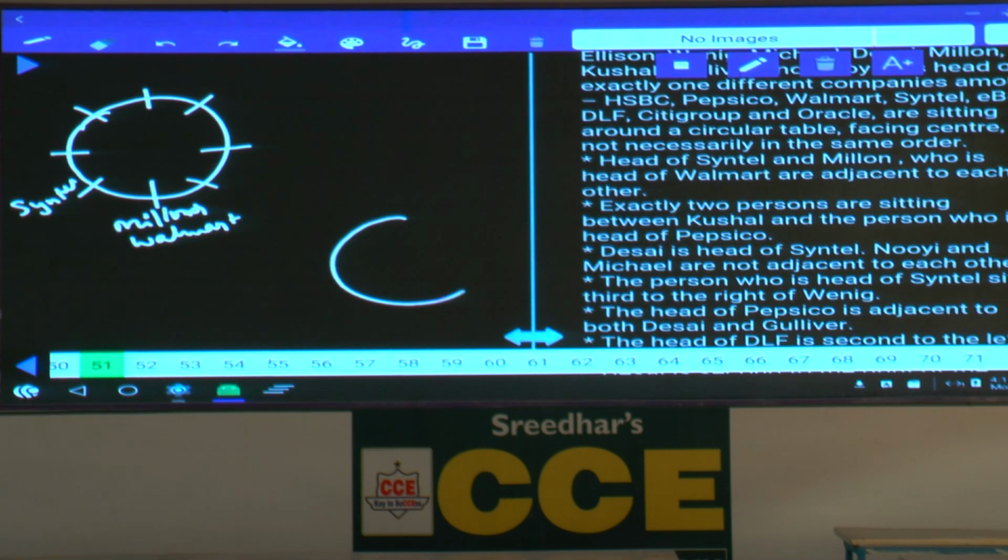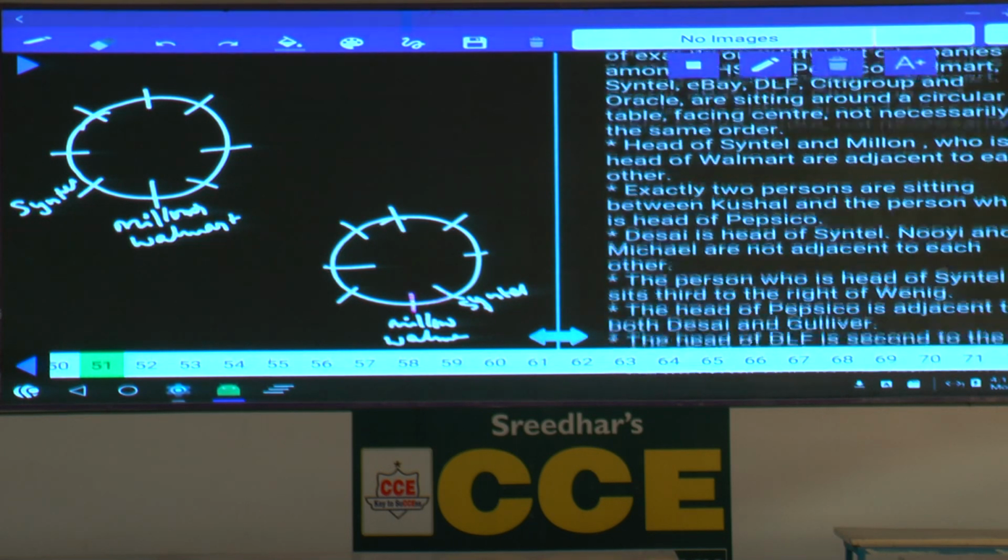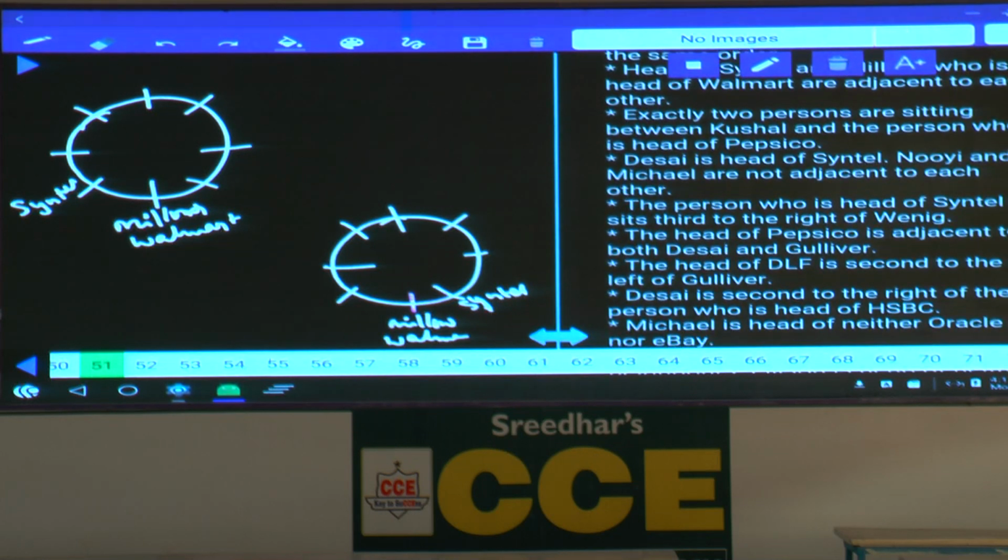Then what is the second possibility here? 1, 2, 3, 4, 5, 6, 7, 8, and who is this person here? Millen, head of Walmart, adjacent to the head of Sintel, isn't it? Now there are 2 possibilities, either the head of Sintel is to the left of Millen or to the right hand side of Millen, and they are adjacent to each other.